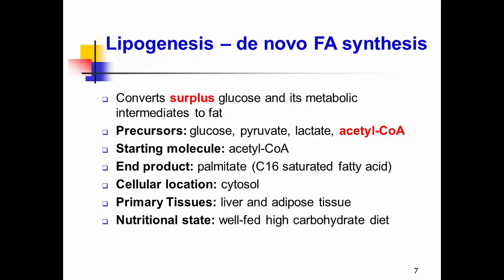So here, let me summarize again the process of lipogenesis. The purpose of lipogenesis is to convert surplus glucose and its metabolic intermediates into fatty acids, and the precursor and building block molecule is acetyl-CoA. Acetyl-CoA can be metabolized from all these molecules: glucose, pyruvate, and lactate. So the precursors are glucose, pyruvate, and lactate, and pyruvate can be metabolized from amino acids.